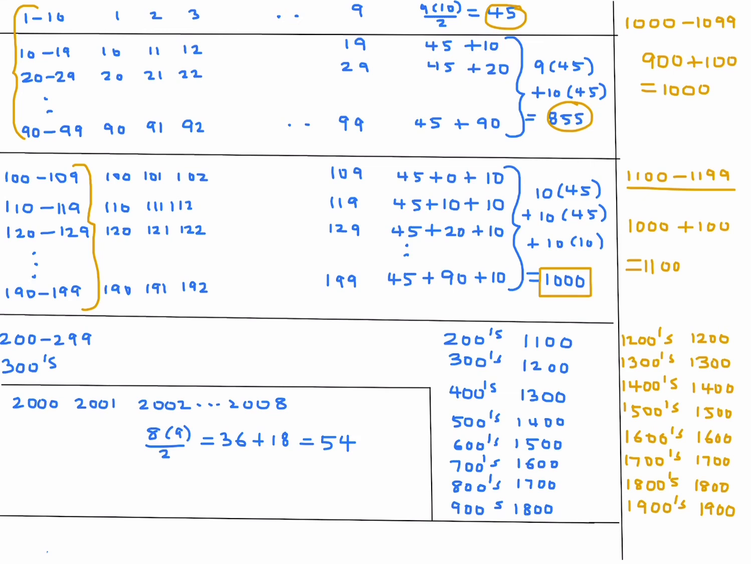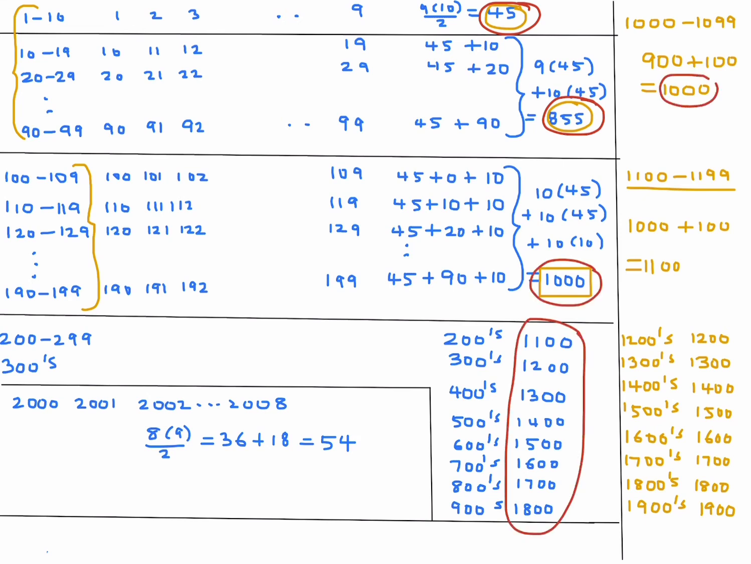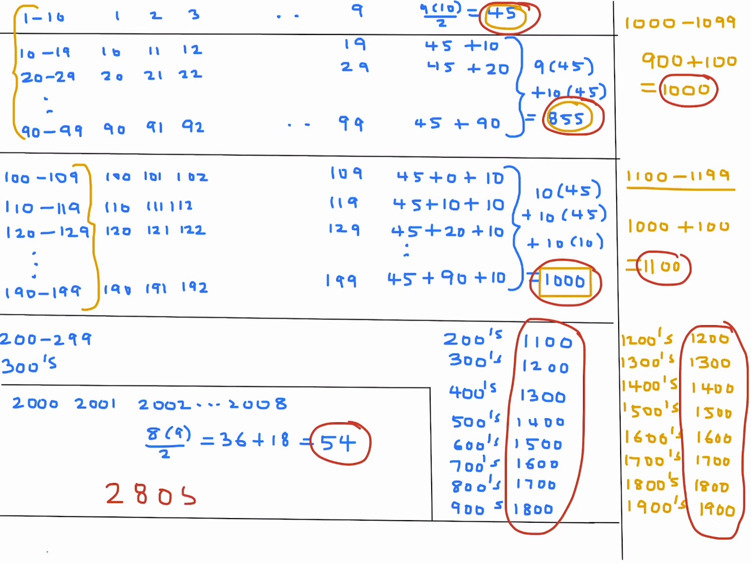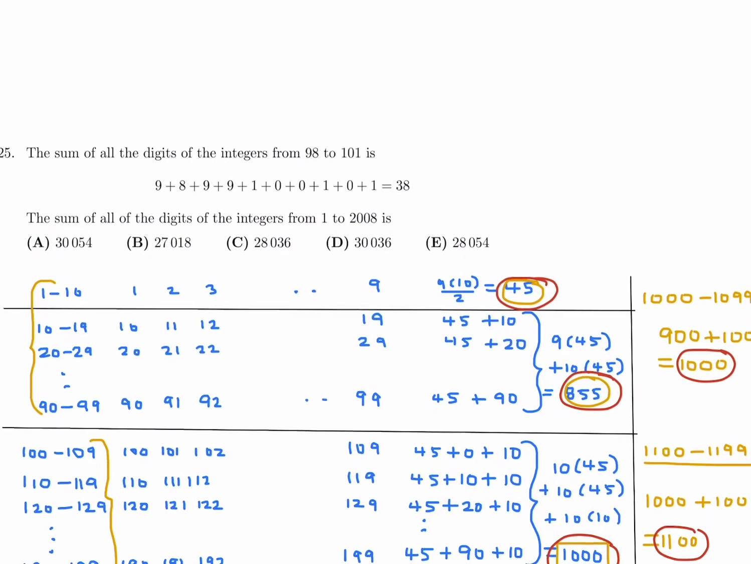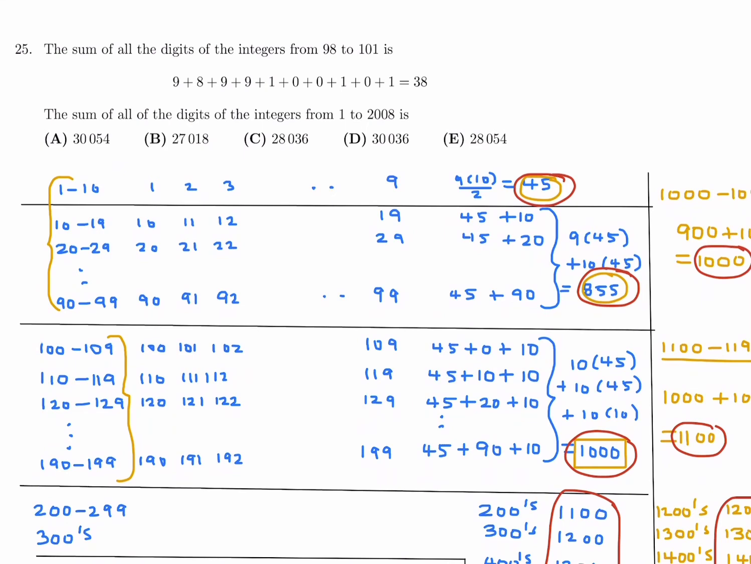So let's add all these up now. I've got 45. I've got 855, 1,000. Then I've got all of these. I've got 1,000, 1,100, all of these, and finally my 54. Adding up all of those numbers, you get a grand total of 28,054. And for this question, that is answer choice E.